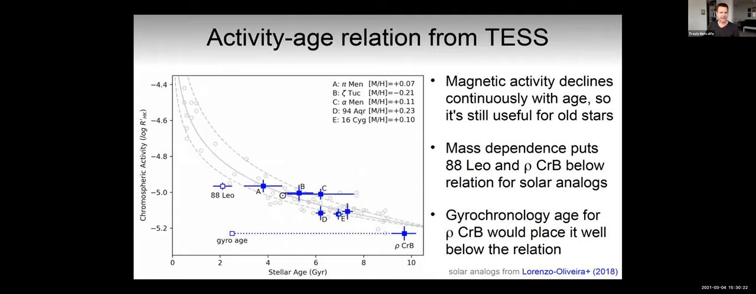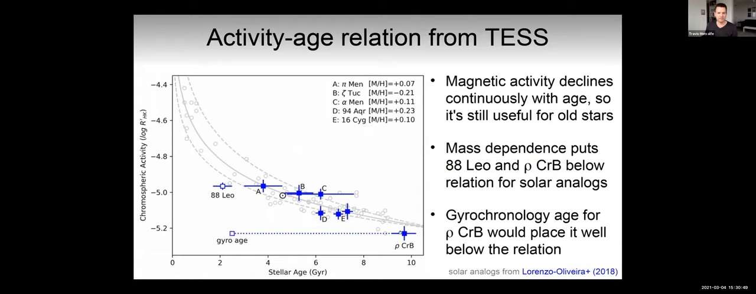And very recently, we were able to get an astroseismic age for Rho CrB and put it on this diagram. The background gray points are the activity age relation from Lorenzo Oliveira for a sample of solar analogs. And the blue points are TESS astroseismic targets that we have put on there, with the exception of 88 Leo, which is the gyro age of that star. The astroseismic age of Rho CrB places it out here at nearly 10 gigayears.